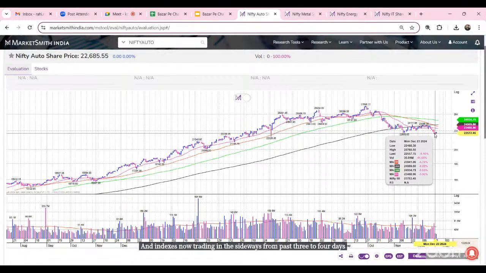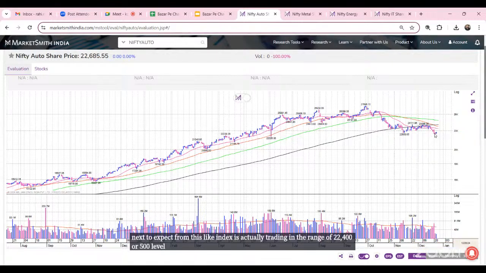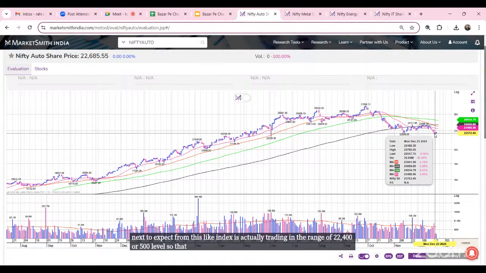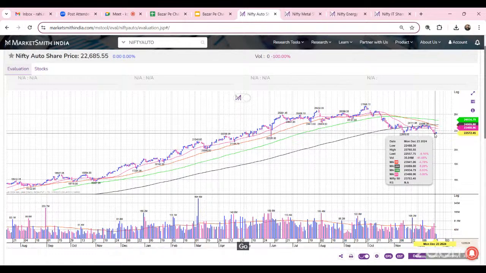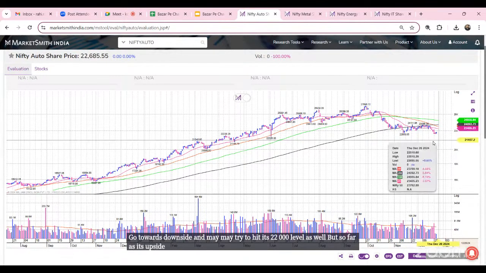So what to expect next? The index is trading in the range of 22,400 or 500 level. So that is the level to watch. If that 22,450 to 500 level is breached, then we might see the index go towards the downside and may try to hit its 22,000 level as well. But so far as its upside is concerned, looking at the chart, the first resistance will be its 21 DMA.